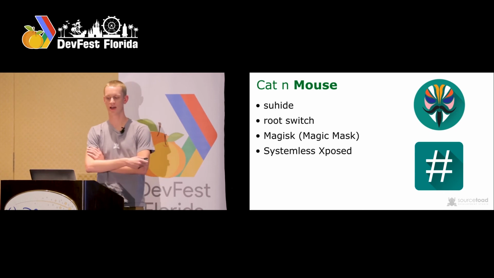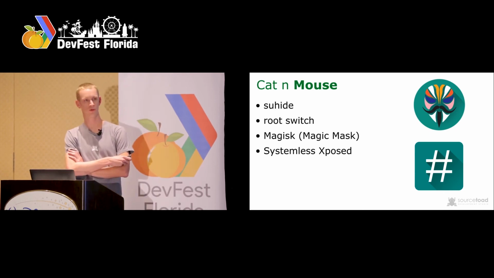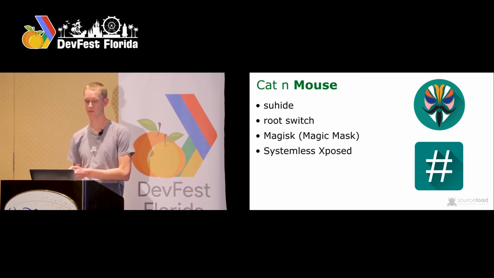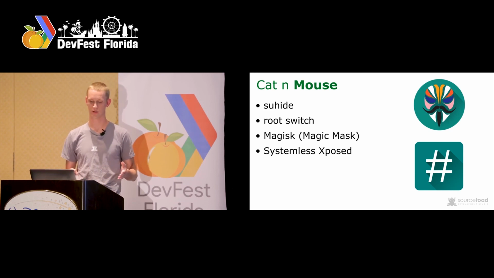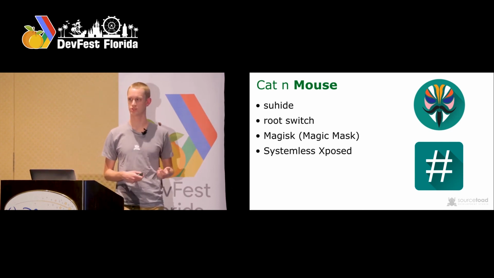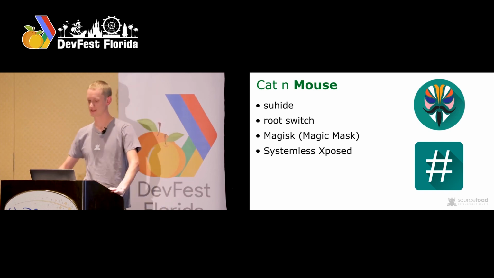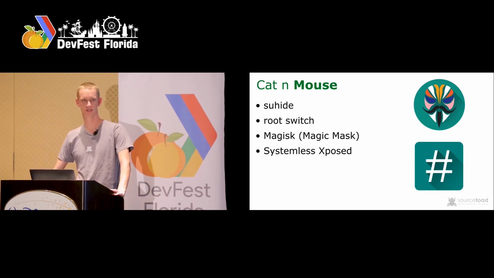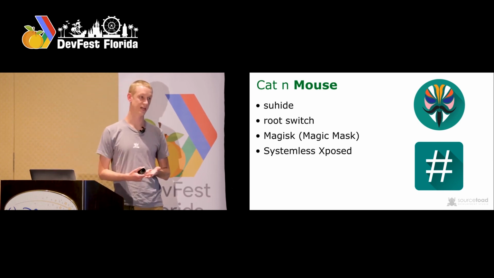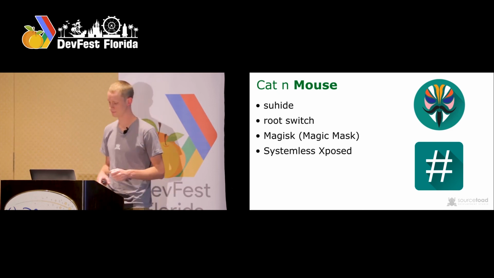We just talked about SuHide, and I did mention Root Switch. Root Switch is an amazing one because paired with Magisk, you can say, hey, I don't want to be rooted for this game, but I want to be rooted for this game. And it's smart enough to do it. Systemless Xposed is really the only way to install Xposed in this day and age because if you install it to your system, you're immediately going to fail SafetyNet. And what fun is a phone if you can't use Netflix, bank apps, any of the games that are using it now? Systemless is the only option.